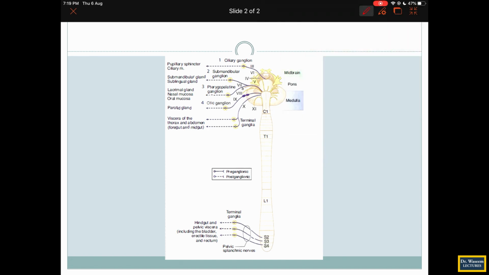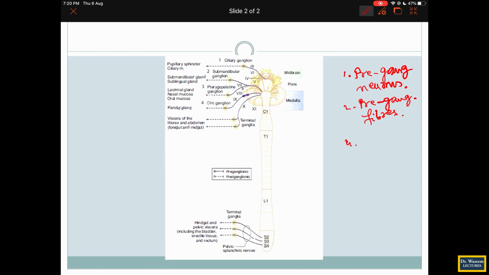Number one will be preganglionic neurons, where they are located. Number two, how the preganglionic fibers are distributed, through which nerves.